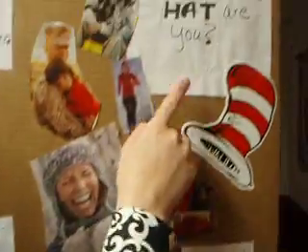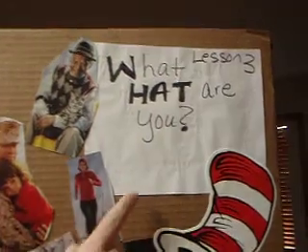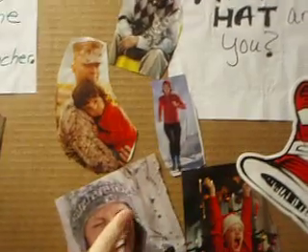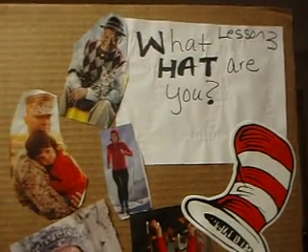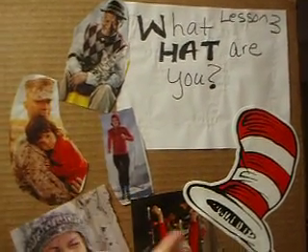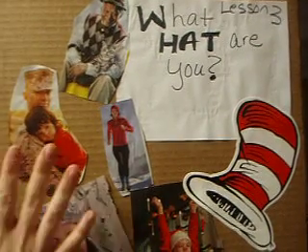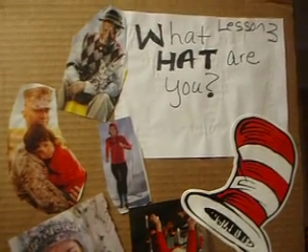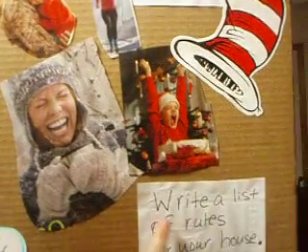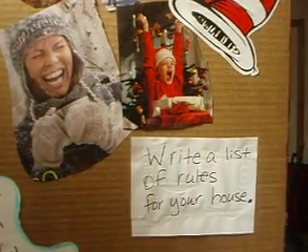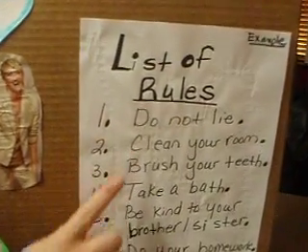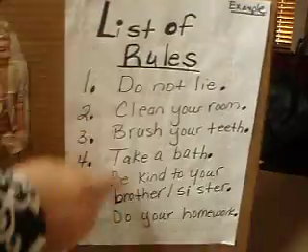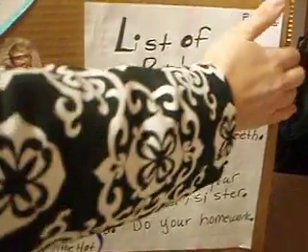Then lesson 3 is What Hat Are You? This is where they're going to find the different hats. They can cut these out, or draw them, or do this on the computer. They're going to say what hat they are, and there will be a variety of cultures represented. Then they're going to write a list of rules for their house. They can do this in the journal or on the computer, depending on their need and level. And this is an example. They will have an example to follow every step, so they will all have clear and explicit instructions.